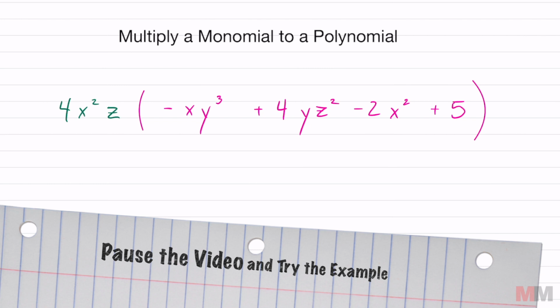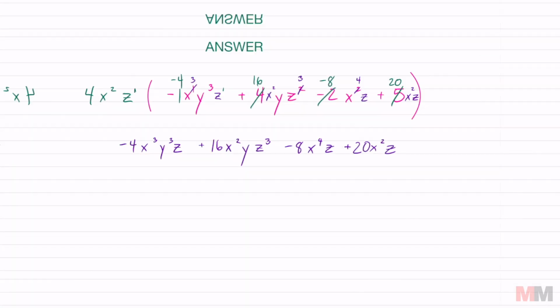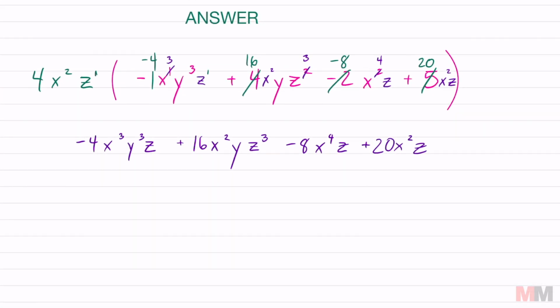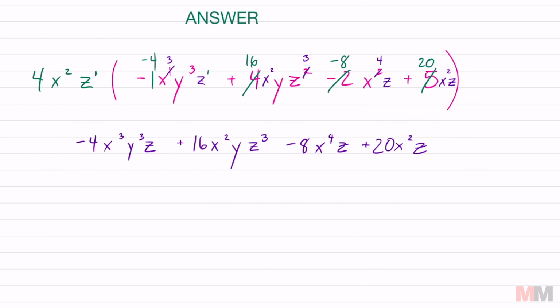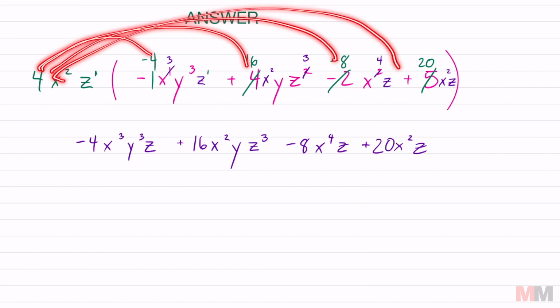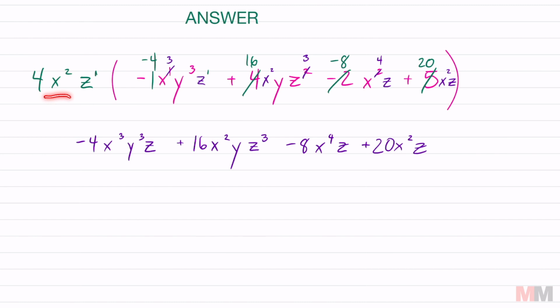All right, we're going to multiply this monomial, a single term, to 4 terms, a polynomial. Pause the video, try this out, apply what you learned, and when you're done, unpause the video for the answer. Here is the answer. The final answer is this. And the first thing you want to do is start with the coefficient, multiply it to each coefficient in the inside, and then just go letter by letter.